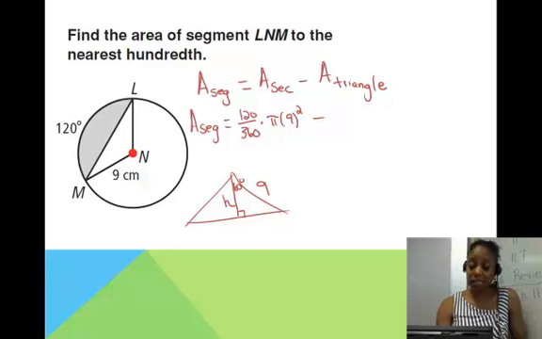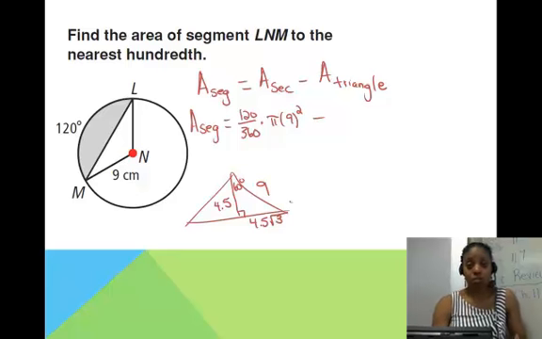Well, if that's 60 and this is 9, then across from the 30 degree angle, I'm just going to use what I know about 30, 60, 90 triangles, it's half of the 9, so it's 4.5, and this is 4.5 square roots of 3. So could you use trig? Yes, you could use trig, but I'm just using what I know about 30, 60, 90 triangles.